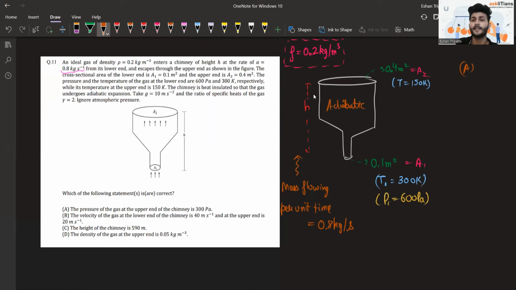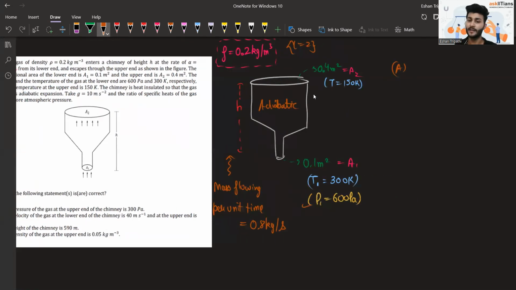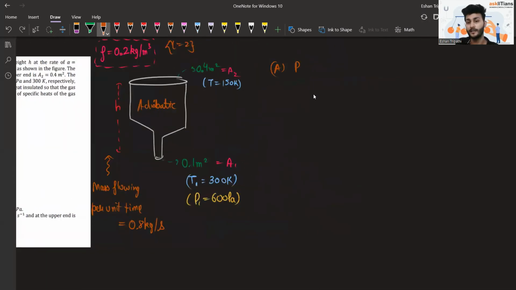And what else? Gamma is given as 2. So pressure is given, temperature is given. Temperature is given at the top, pressure is being asked. So we are going to use the adiabatic equations relation.